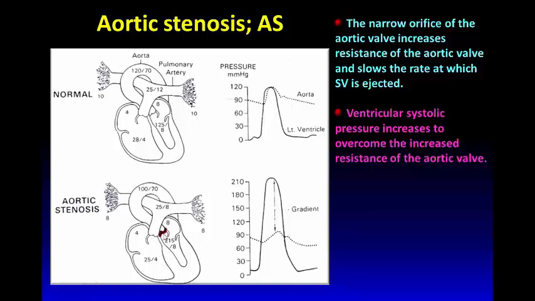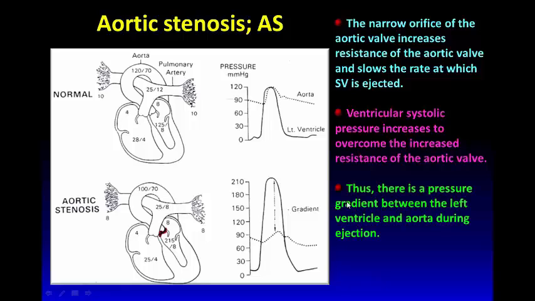As a result of the harder work of the left ventricle to overcome the increased resistance of the aortic valve, ventricular systolic pressure increases. Here we have the left ventricular pressure curve showing a left ventricular systolic pressure of 210 millimeters of mercury, which is much higher than normal. The normal left ventricular systolic pressure is 120 millimeters of mercury.